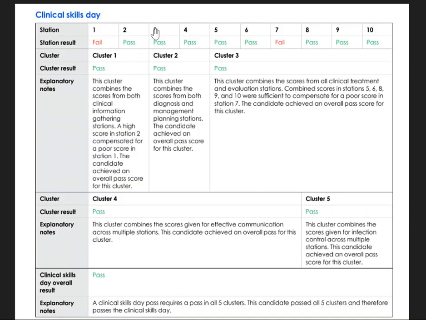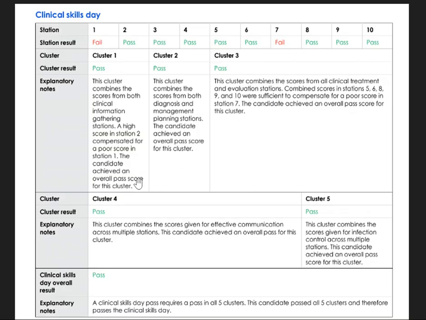All right. Let's look at station 3 and 4, which is the diagnosis and management cluster. The candidate passed both the stations, so he passed the cluster as a whole. Now you have the third cluster, which is clinical treatment and evaluation. All right. This cluster has 6 stations. Okay. Station 5 and 6 are communication OSCE. Station 7, 8, 9, 10 are technical OSCEs. The candidate failed station 7, which is a technical OSCE, but because he passed the remaining 5 stations in this cluster, he passed the entire cluster as a whole.